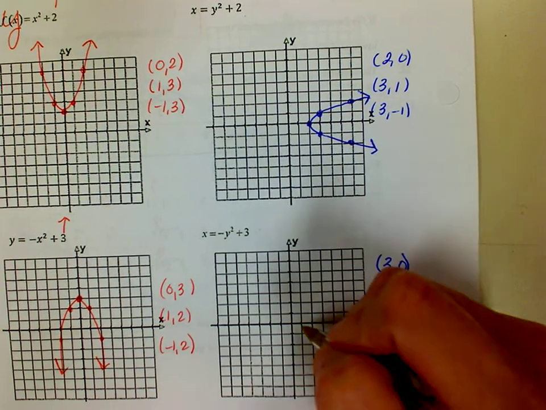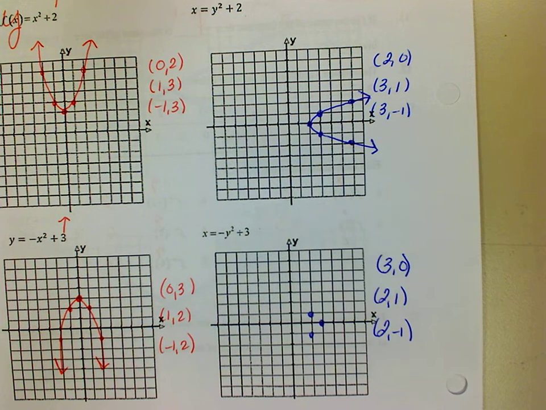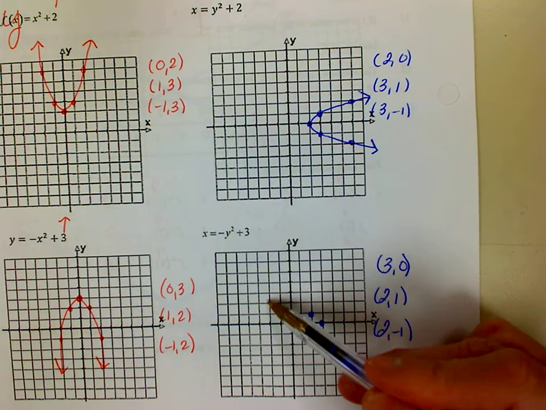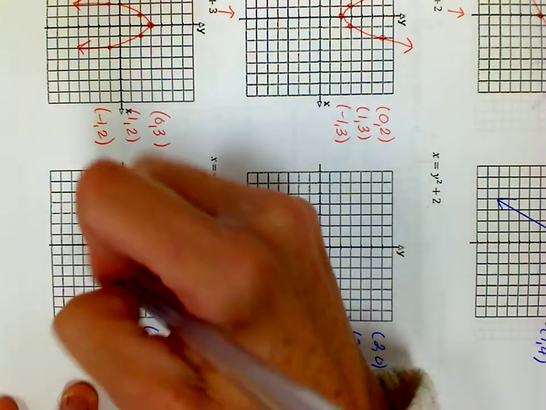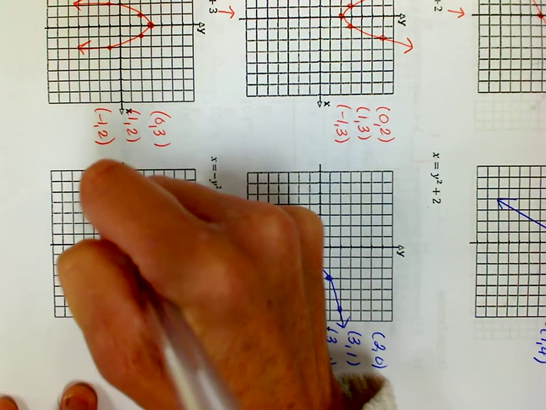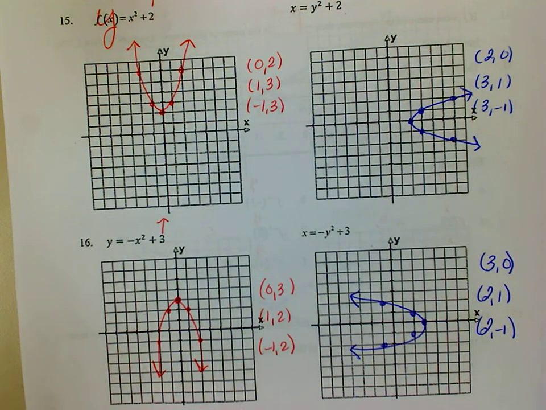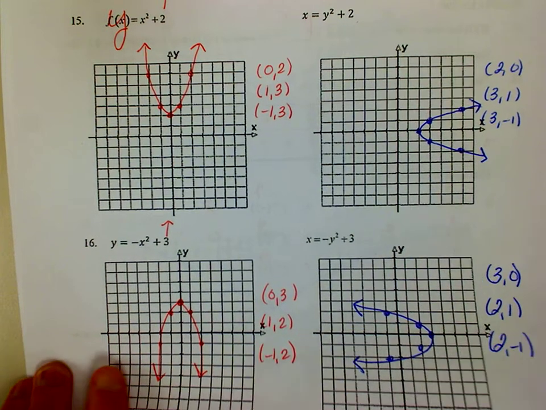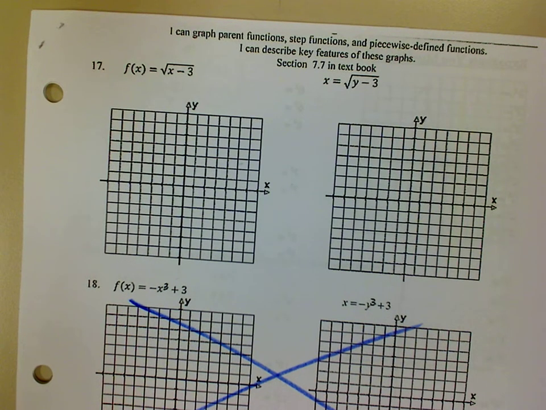Okay, I'm going to plot those 3 points now. And if I look, my parabola is going to open to the left this time. So I'm going to turn it this way, and I'm going to graph the rest of my parabola. So if my parabola opens down, the inverse is going to open to the left. Okay, it looks like we have one more to do. It's number 17, because again, I crossed off 18 and 19.